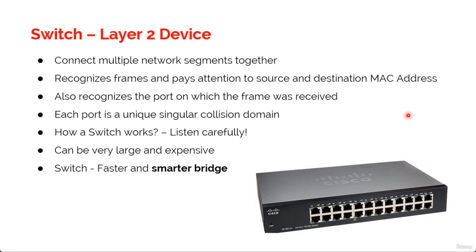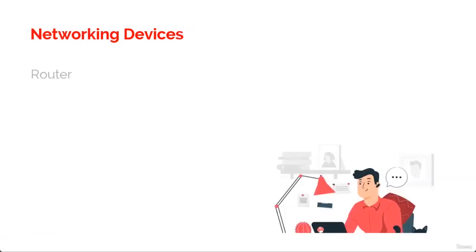And yes, a switch is a much faster and smarter bridge. Now, in the case of a bridge, it just tests whether traffic was intended or not. It really did not check the port numbers. But in the case of a switch, it also tests the port numbers. That is why a switch is smarter than a bridge. For now, you can think of a switch as faster, smarter, and having more ports than a hub and a bridge.